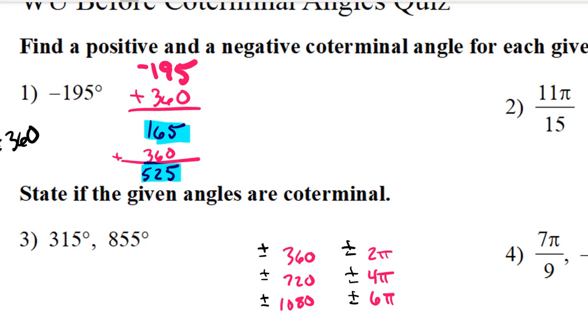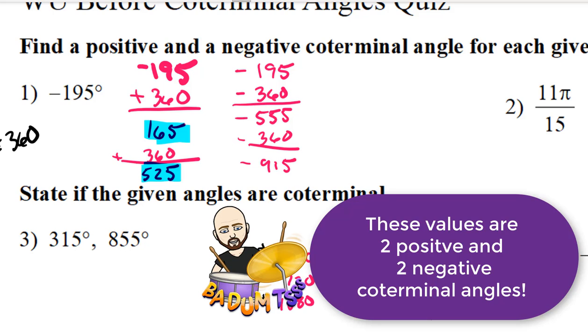Now, similarly, to find the negative coterminal angles, I'm going to subtract 360, so minus 360. So if you subtract those two together, then you're going to end up with a sum of negative 555. So that's one negative coterminal angle. Now, again, if I subtracted another 360, then I could end up with another value, which would be negative 915. And again, I could keep going all day long, just keep subtracting 360.